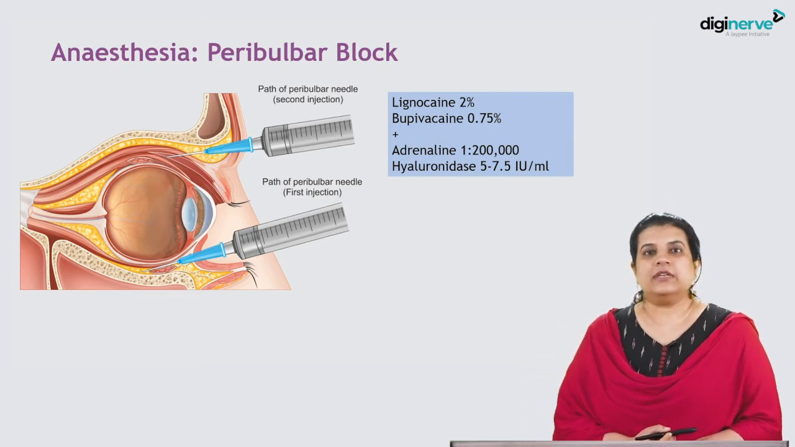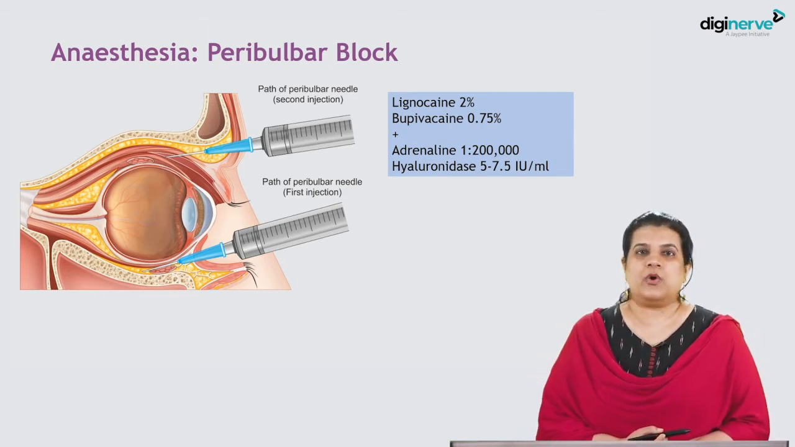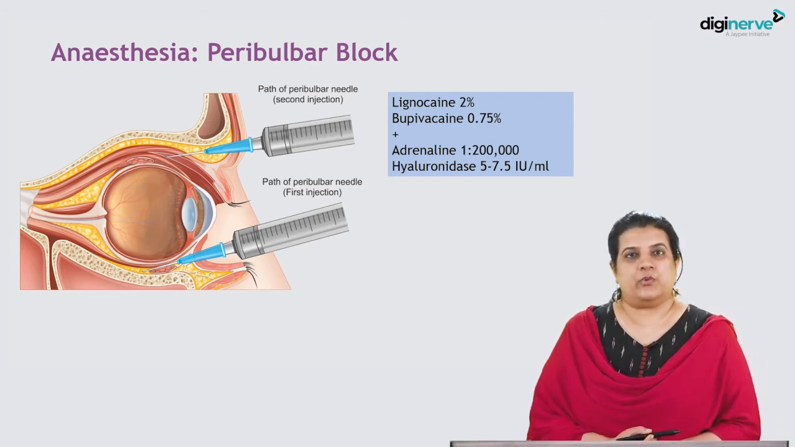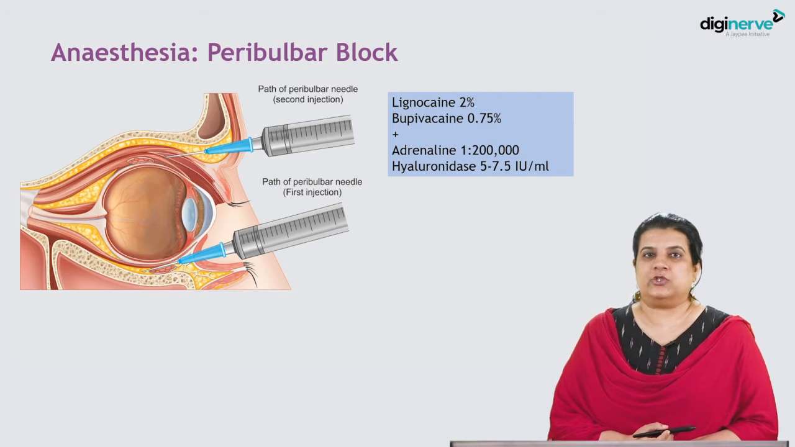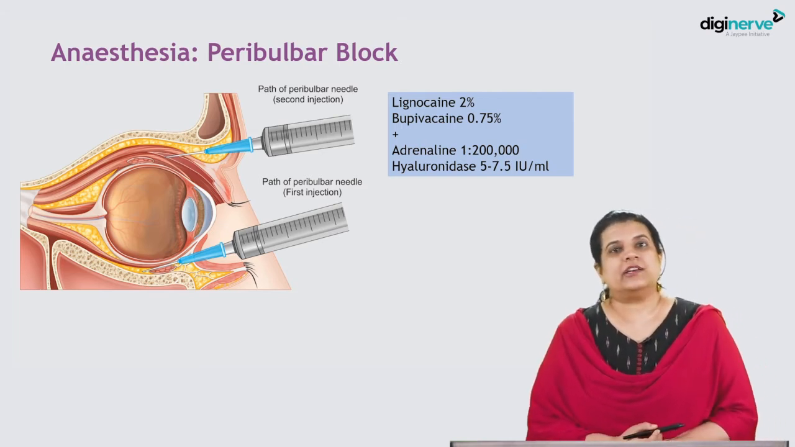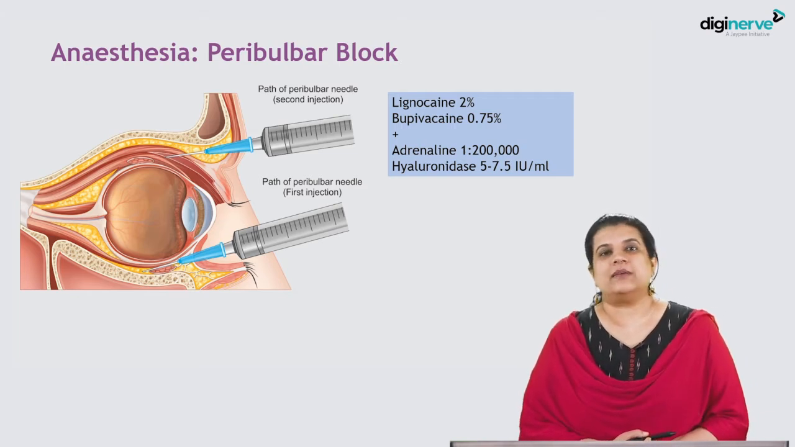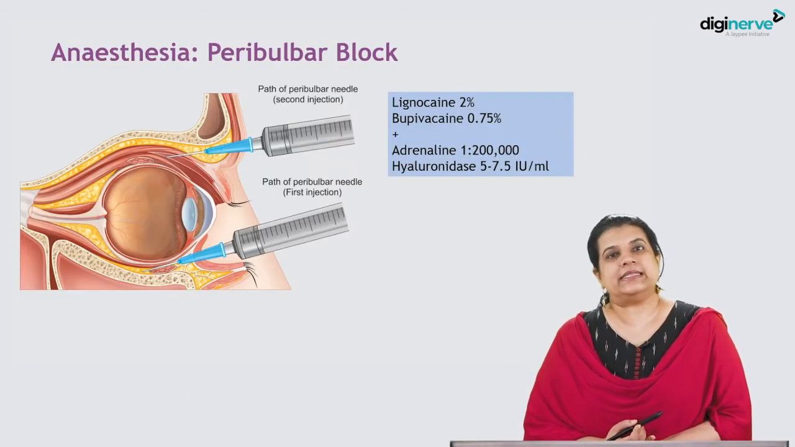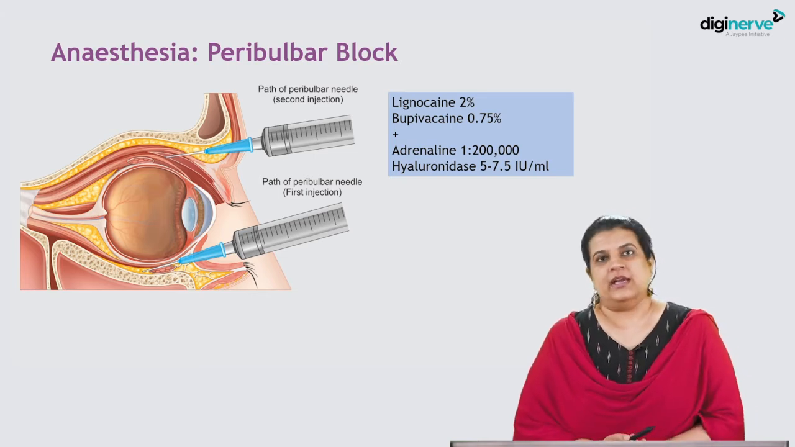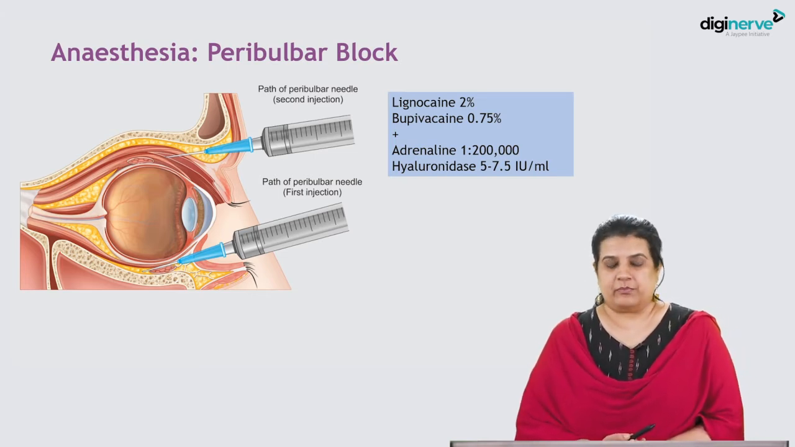But when we talk about extracapsular extraction or even small incision cataract surgery, the procedure takes a little longer, and therefore you want the patient as well as the surgeon both to be comfortable with no movement of the extraocular muscles. So for that, we give a block which is called a peribulbar block. There is an injection which has a short acting anesthetic agent, that is lignocaine 2%. We have a long acting anesthetic agent which should last at least till the end of the surgery and a little beyond, and that is bupivacaine 0.75%.